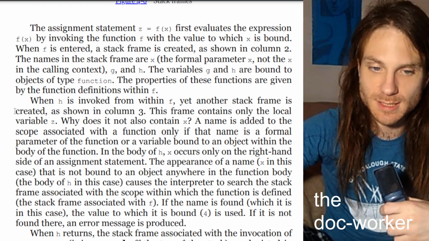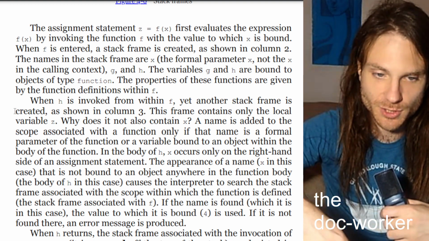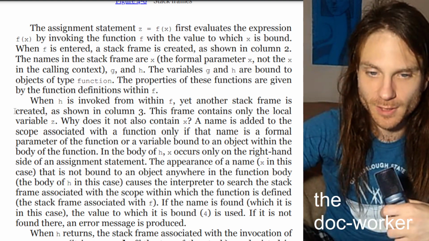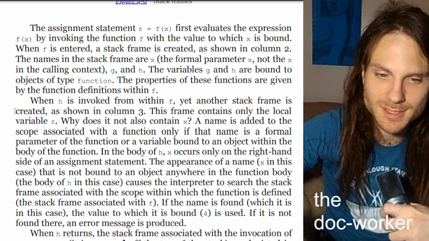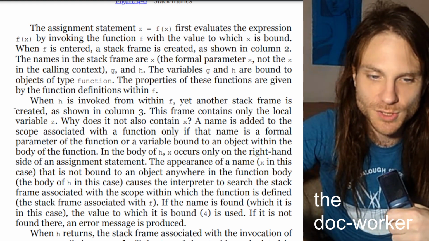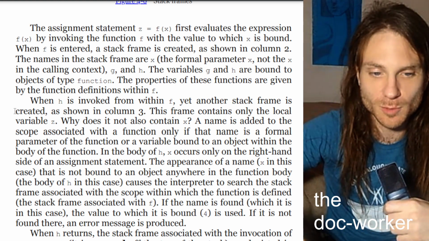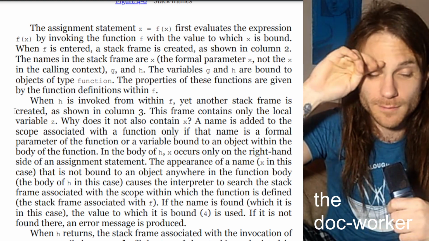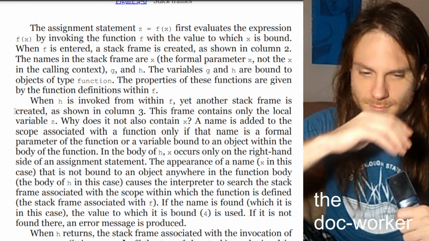When h is invoked from within f, yet another stack frame is created, as shown in column 3. This frame contains only the local variable z. Why does it not also contain x? A name is added to the scope associated with a function only if that name is a formal parameter of the function or a variable bound to an object within the body of the function.